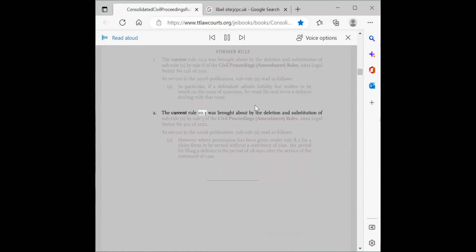2. The current Rule 10.3 was brought about by the deletion and substitution of Sub-Rule 2 by Rule 5 of the Civil Proceedings Amendment Rules 2012, Legal Notice Number 301 of 2012. As set out in the 2006 publication, Sub-Rule 2 read as follows. 2. However, where permission has been given under Rule 8.2 for a claim form to be served without a statement of case, the period for filing a defense is the period of 28 days after the service of the statement of case.